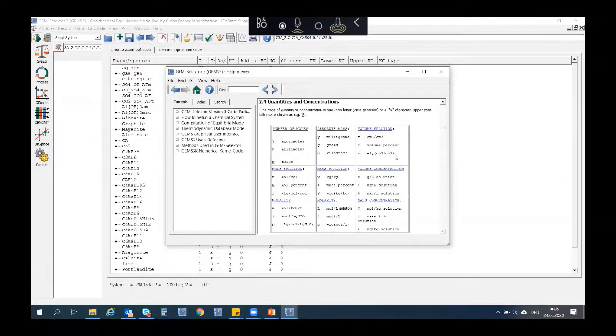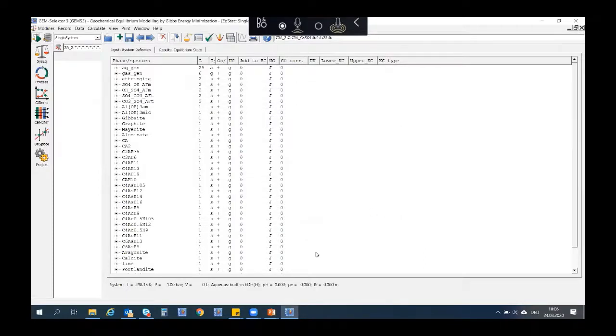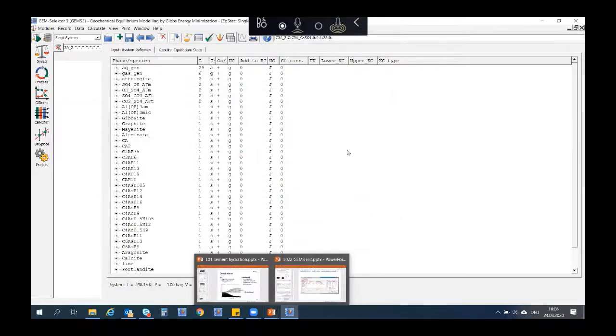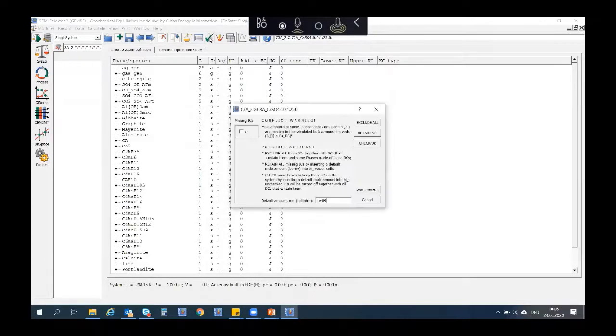To be honest, normally I only use gram or moles and millimoles. I normally don't use the others because that's sufficient for what I want to use. So now I close it again. I press OK. I press check. That's always important to press check.